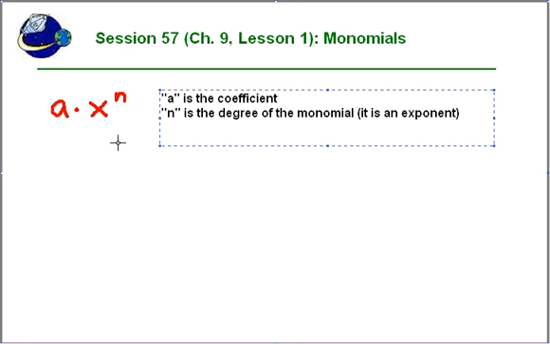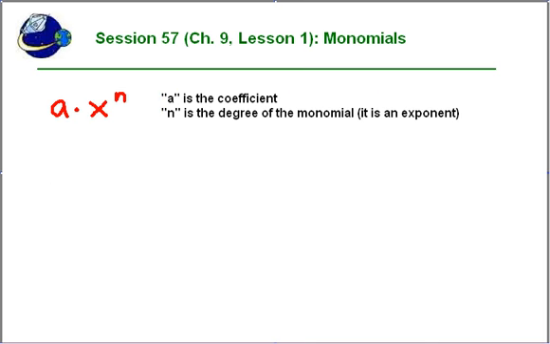So for example, if we had x to the 10th power, the degree of this particular monomial would be the 10th degree, because the exponent that you have for the variable x is a 10. If we had 6x to the second power, the degree of this particular monomial, 6x to the second, would be 2, because your exponent is 2. So let's go ahead here and take a look at a couple of different examples of different monomials. This will be pretty quick.